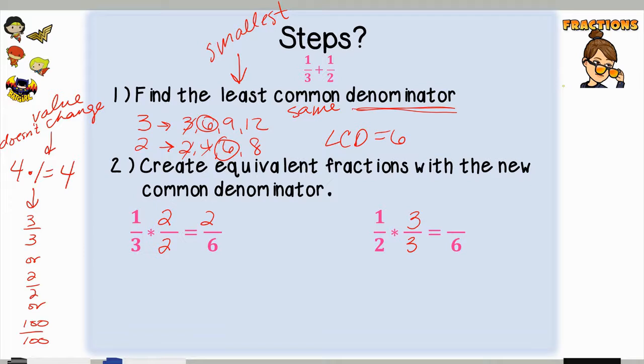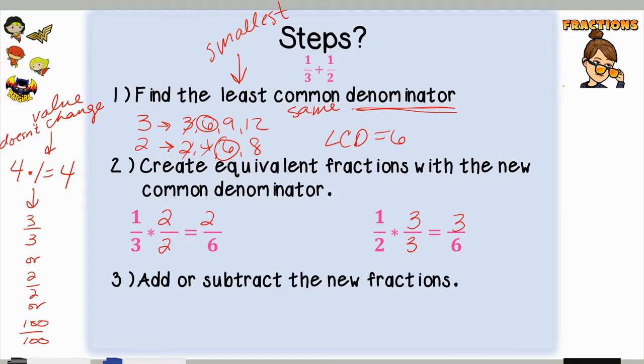So the one shaded piece went from one big piece to 3 smaller pieces. So now, instead of having it look like 1/3, it looks like 2/6. Same value, just looks different. And now instead of looking like 1/2, it looks like 3/6. Same value, just looks different.